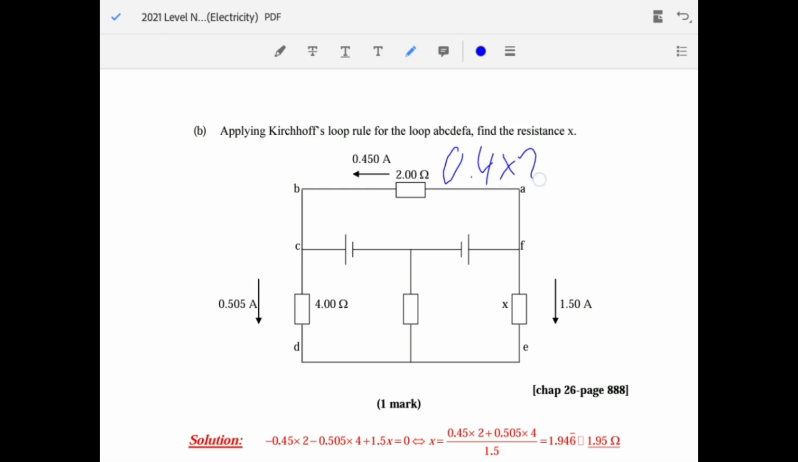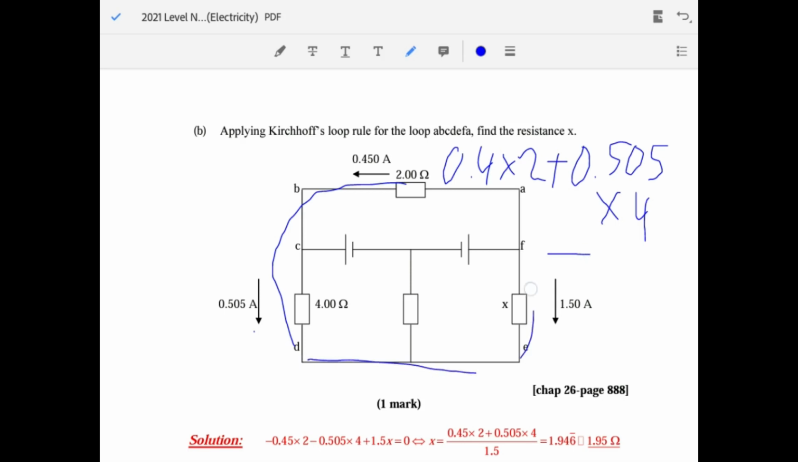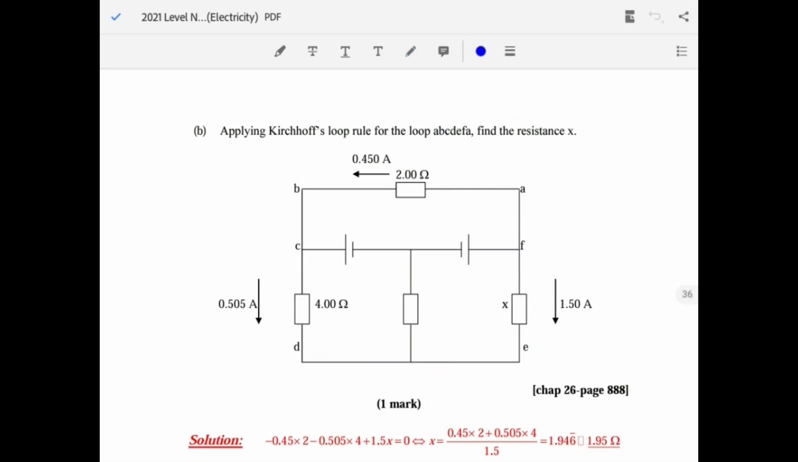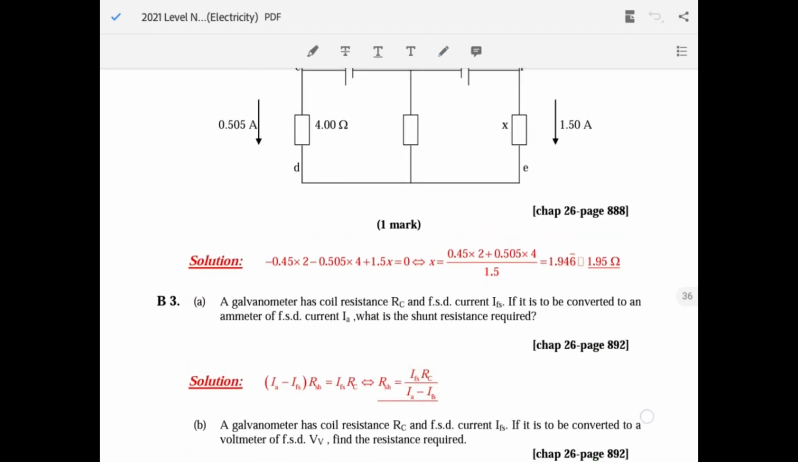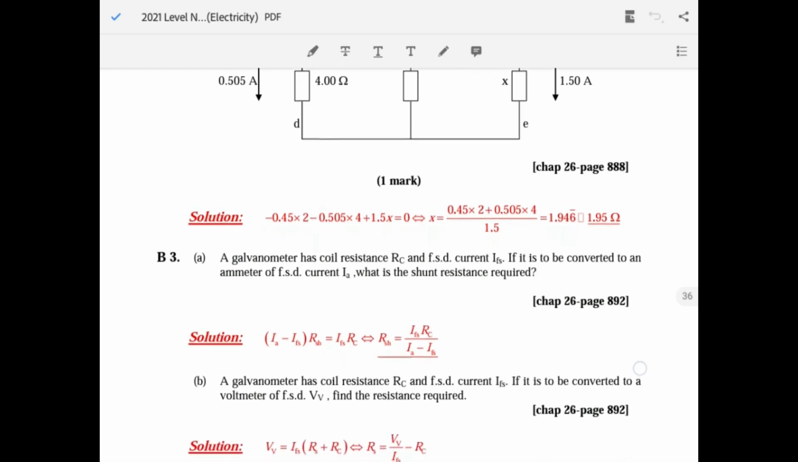0.45 times 2, this direction, it's with it, plus 0.505 times 4, and then as you go here, it's opposite the current, so minus 1.5x. Put this in your calculator over 1.5 and you should get the answer: 1.946666, which is 1.95.